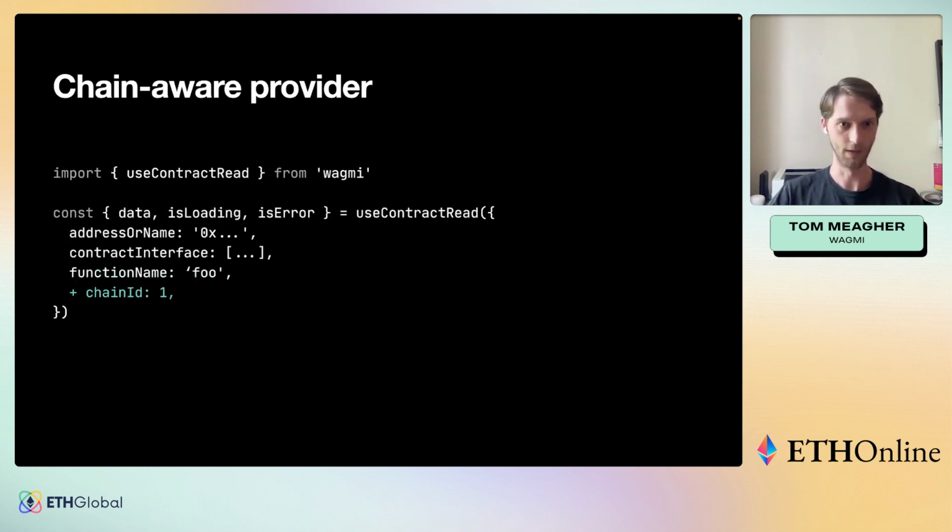And what this means is when you're using hooks here, by default, so I'm using this useContractRead hook. By default, this will read on the chain that the wallet is connected to, but you can also set it to read from a specific chain if you want. So this is only going to be making requests for mainnet. So it's set to chain ID 1.